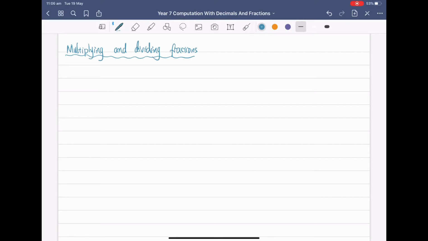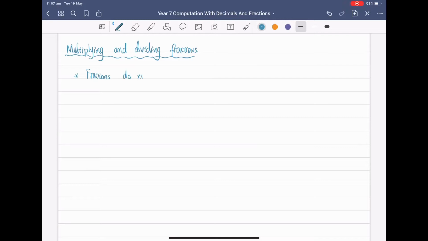Okay, so in this lesson we're going to do multiplying and dividing fractions. Last lesson we did addition and subtraction of fractions, and let's have a look at how we multiply and how we divide fractions. The first thing you need to understand here is that fractions do not need to have the same denominator to multiply together. This is very different to addition and subtraction. So the first key point is fractions can be multiplied or divided regardless of the denominators.